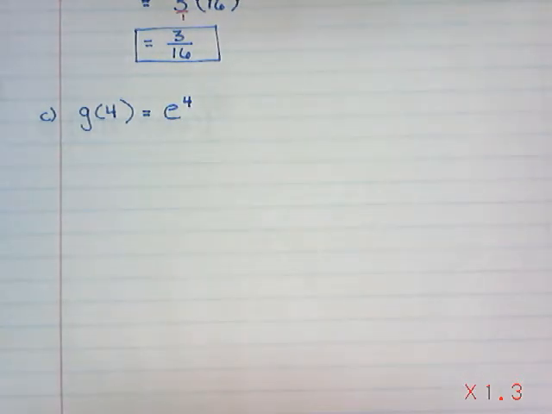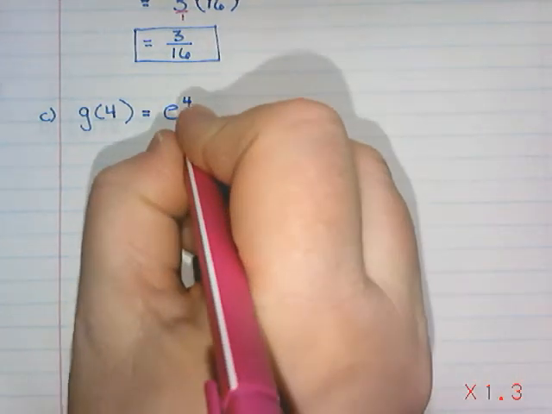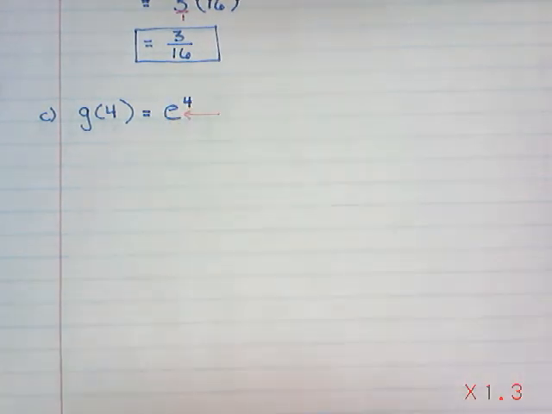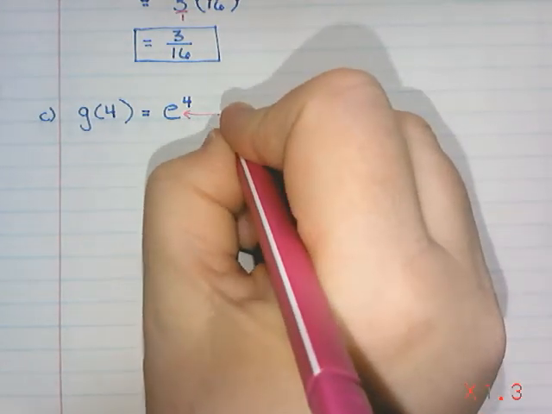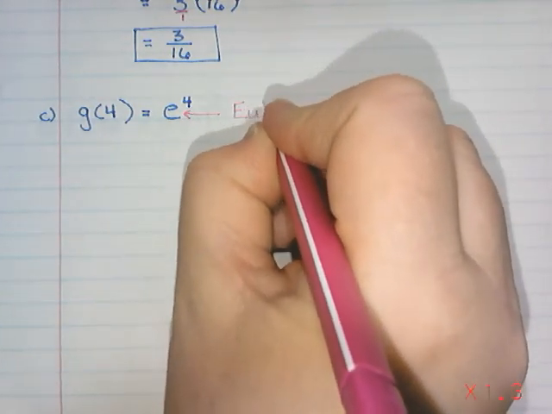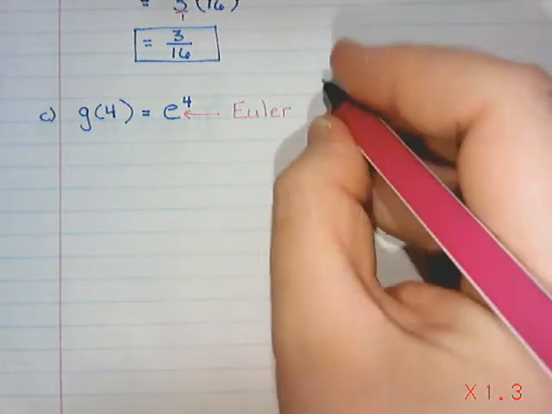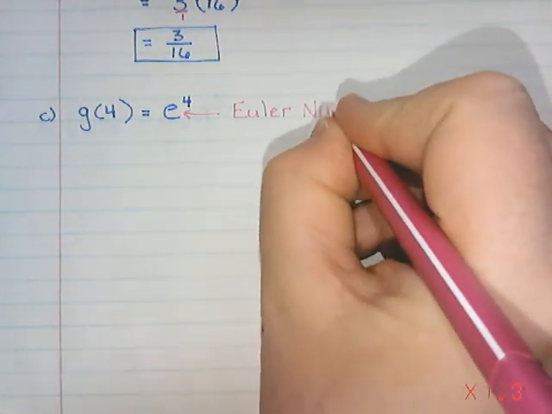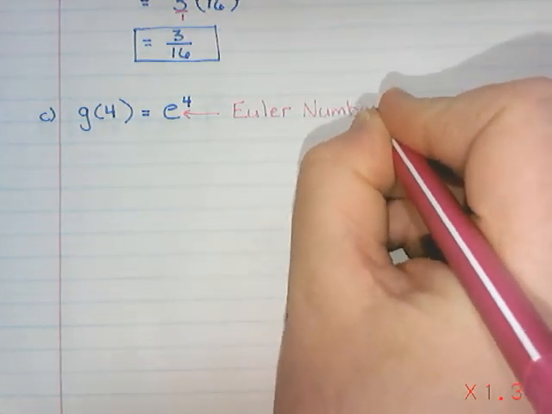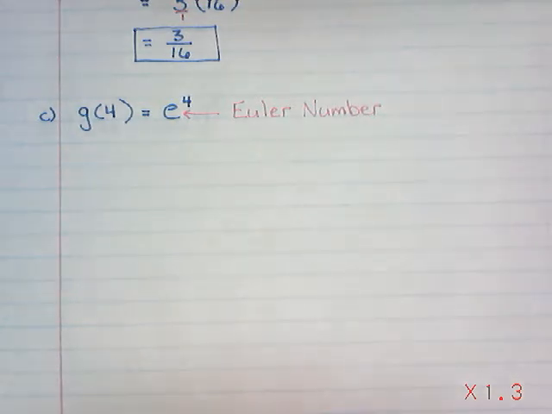Now, e is a transcendental number, meaning it's a number that just goes on forever, very similar to pi. So e is Euler's number. It looks like Euler, but it is Euler. And it is a long decimal that just goes on and on.